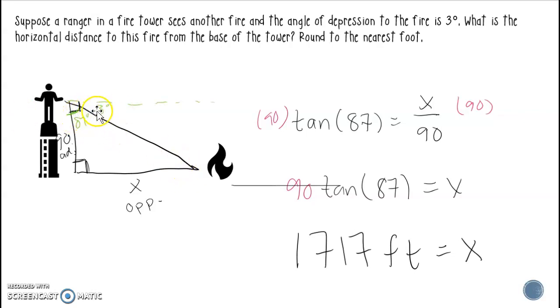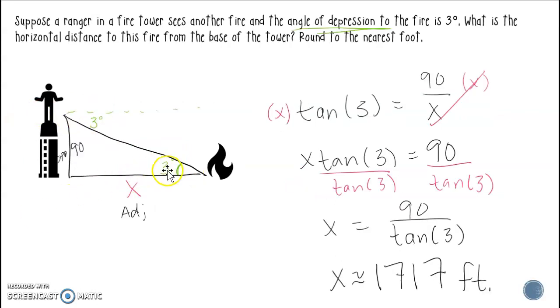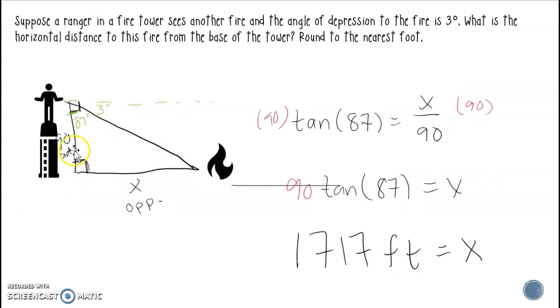Using that angle of depression, I could have either labeled my opposite angle of elevation here, my alternate interior angle, or the angle right next to it as 87. Those complementary angles, those 90-degree angles. And that is angle of elevation and angle of depression.